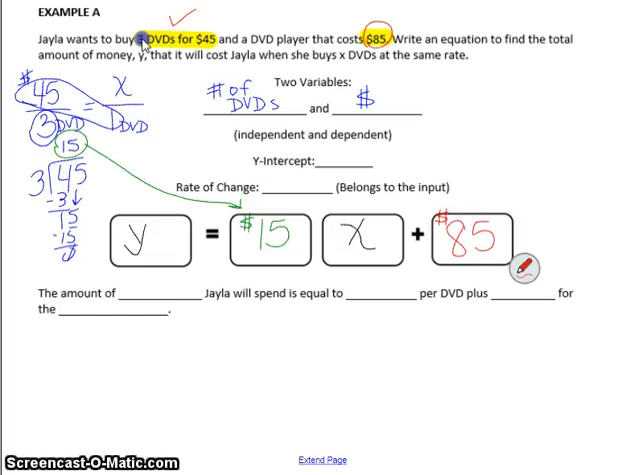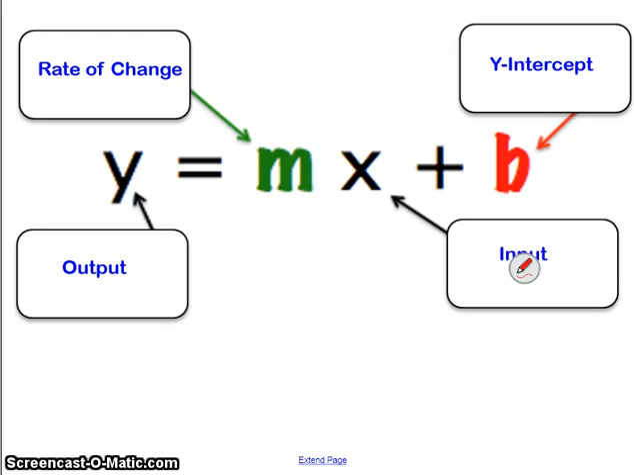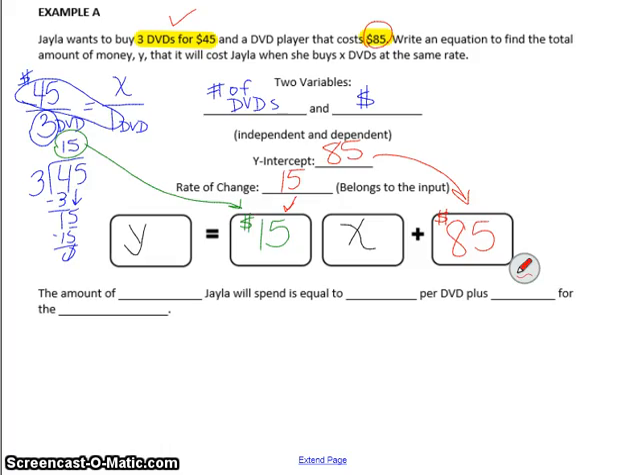So now that I filled in my equation, I can now go back and fill in my blanks. My y-intercept is this 85, and my rate of change is this 15. And if you weren't really sure, you can go back to that paper that we just filled in. Then you can see where your rate of change and where your y-intercept should be.